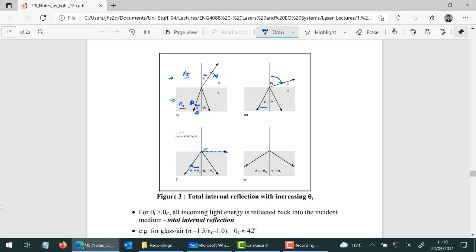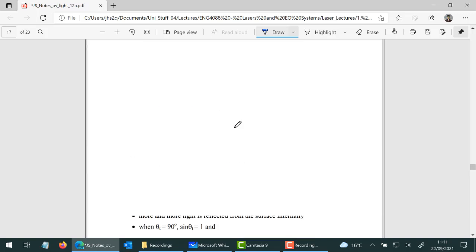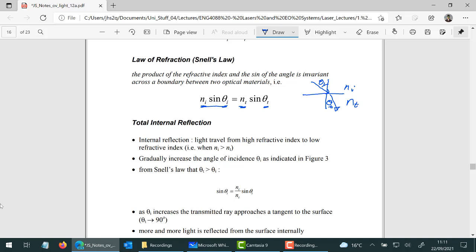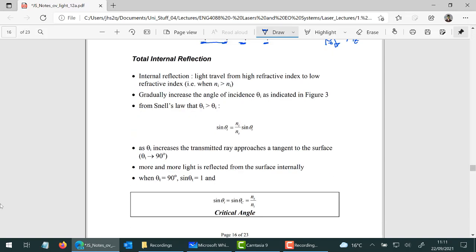If we go beyond that critical angle, when the angle of incidence is bigger than the critical angle, we have no light being transmitted at all. All of the light is being reflected inside the material, and that's what we refer to as total internal reflection. That's useful because we can use it in all sorts of different ways in optical systems.